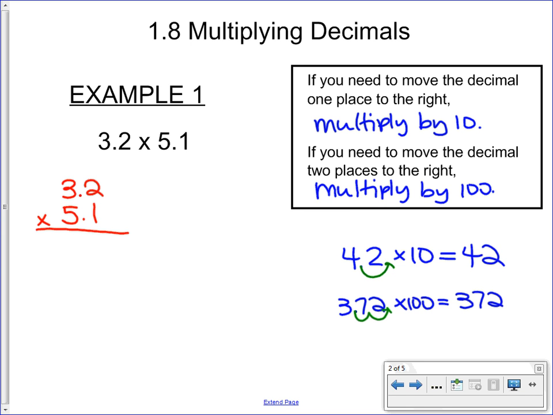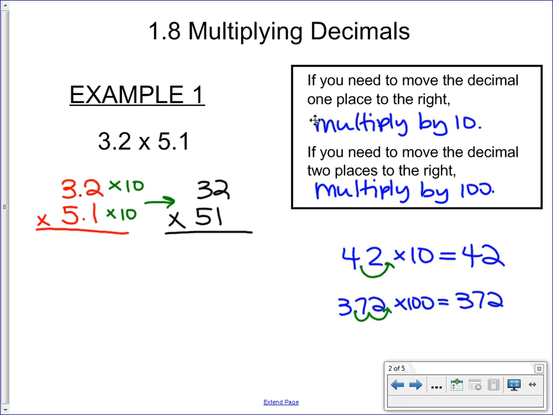Sometimes the decimal points get us confused, so I think it's easier to eliminate the decimal points. For example, if I multiply the top number by 10 and the bottom number by 10, my new problem becomes 32 times 51. And I think we're a lot better at multiplying whole numbers because the decimal point doesn't get in the way and make us more confused. So let's do it that way. Let's multiply 3.2 by 10 and 5.1 by 10 to get rid of the decimal points. So now we have 32 times 51.